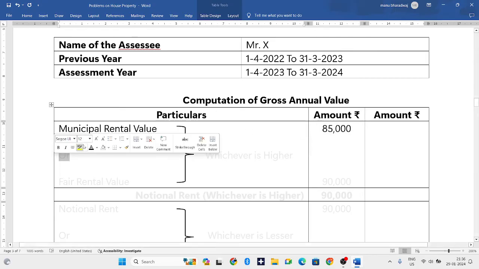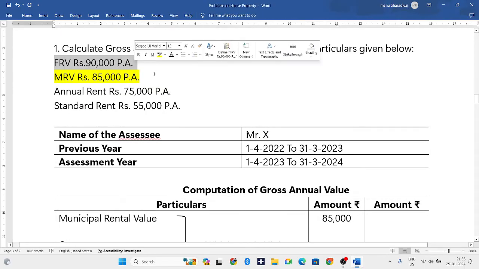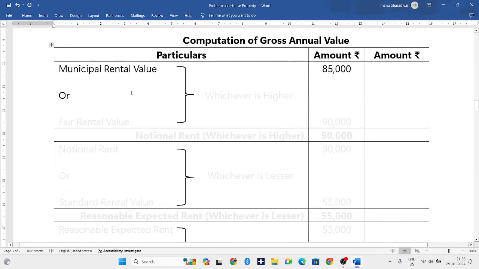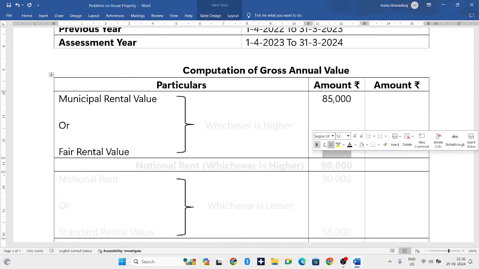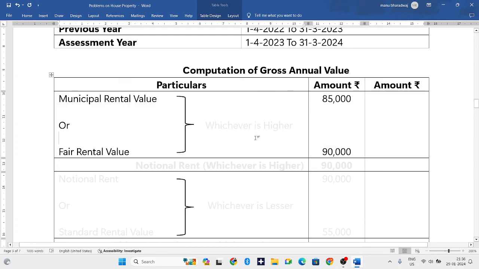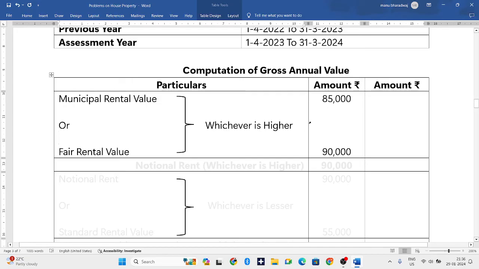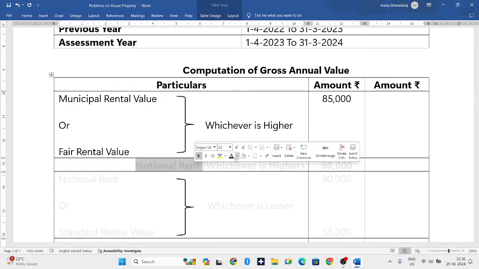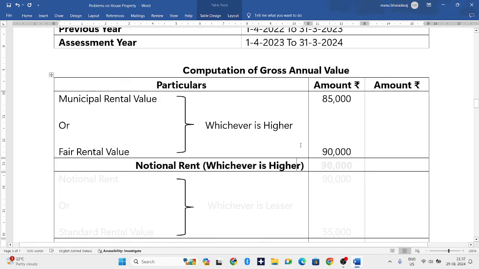Next, this municipal value we have to compare with the fair rental value, FRV. Fair rental value they have given in the question, it is 90,000. After we compare, whichever is higher, whichever amount is more, that we will consider as notional rent. So whichever is higher, we will consider it as notional rent.